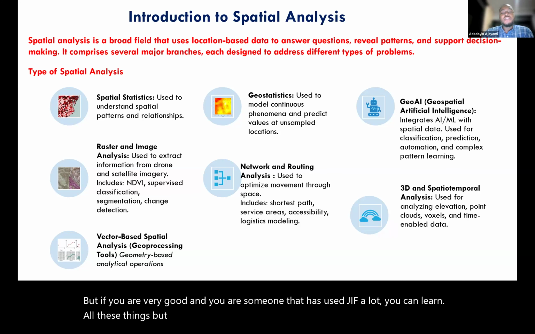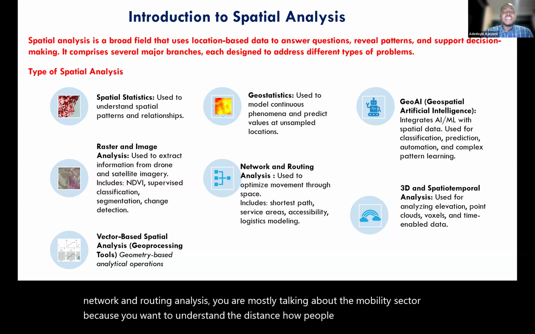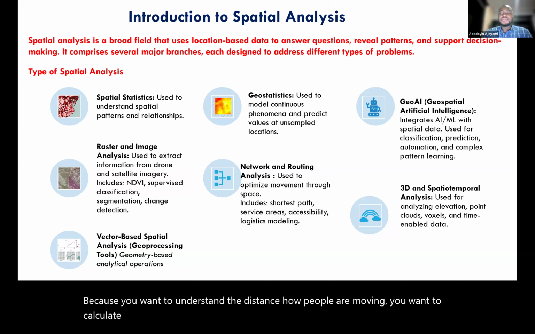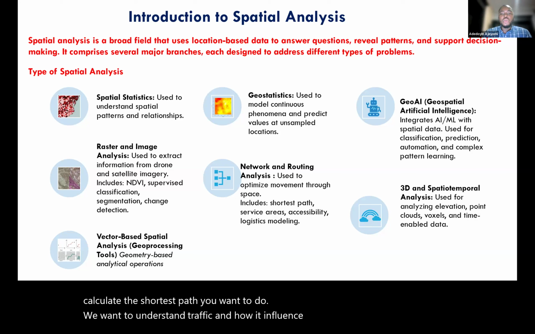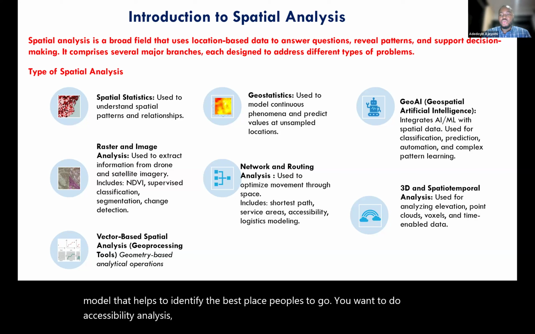When you're talking about network and routing analysis, you are mostly talking about the mobility sector, because you want to understand the distance and how people are moving. You want to calculate the shortest path, you want to understand traffic and how it influences people. You want to build a model that helps to identify the best places for people to go. You want to do accessibility analysis and logistics modeling. Network and routing analysis is what you do.